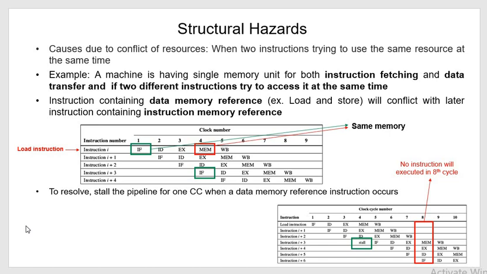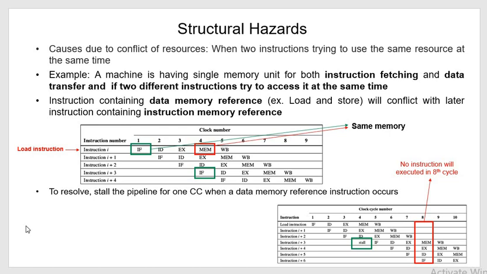For example, a machine may have only one register file write port, but under certain circumstances the pipeline might want to perform two writes in the same clock cycle. This will generate a structural hazard. In other words, whenever two different instructions want to use the same resource, the resource conflict that arises is called a structural hazard.